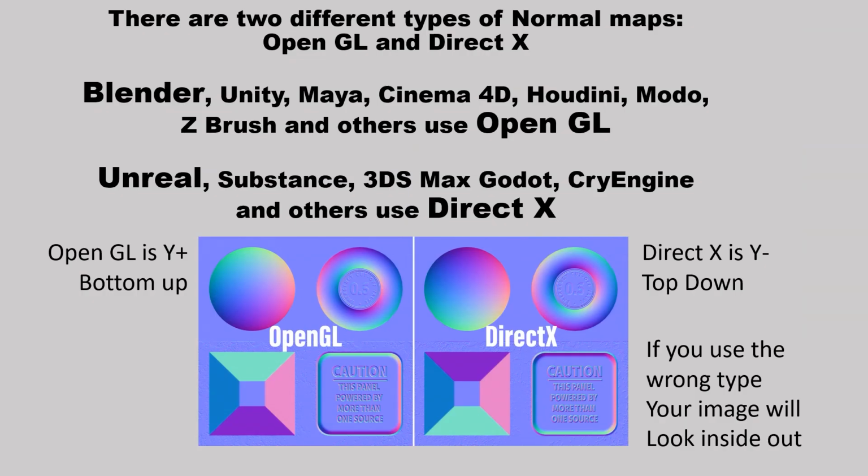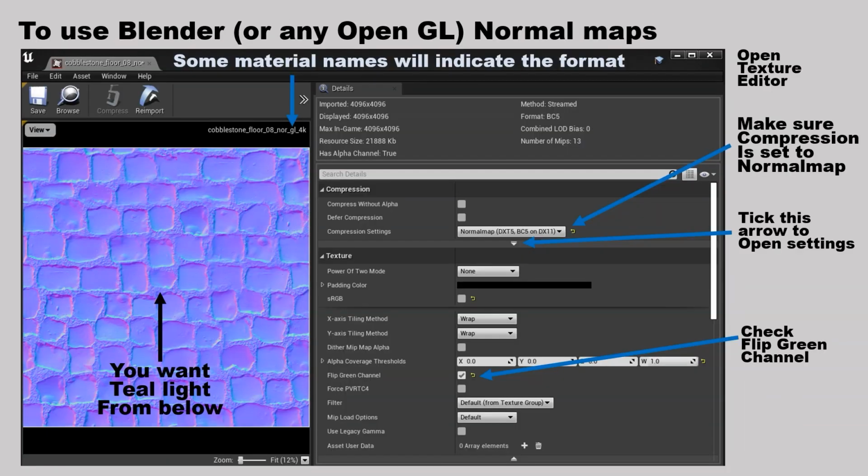It's also important to note that there are 2 different types of normal maps, OpenGL and DirectX. It's usually easy to flip them, but if you use the wrong type, then your image is going to look inside out, concave instead of convex. Fortunately, Blender uses the OpenGL maps that are very common. Unreal is using the DirectX. So if you're using something from Blender in Unreal, you need to flip your map. But that's actually not very difficult.